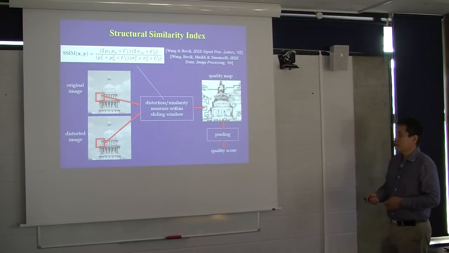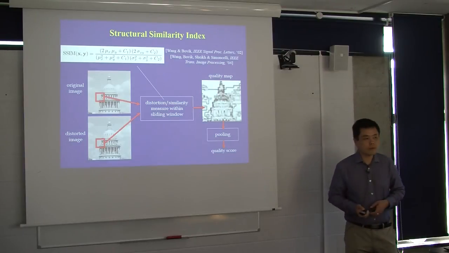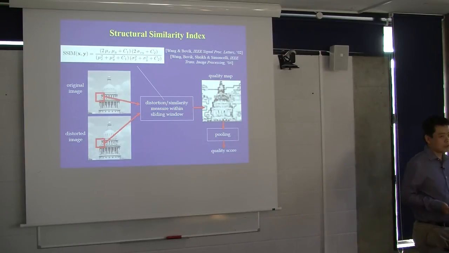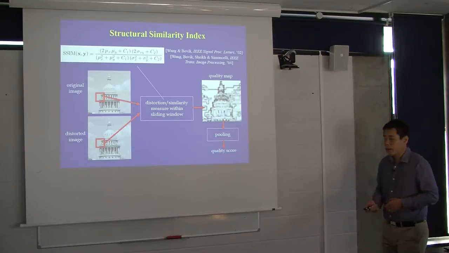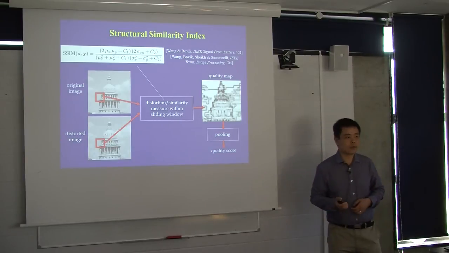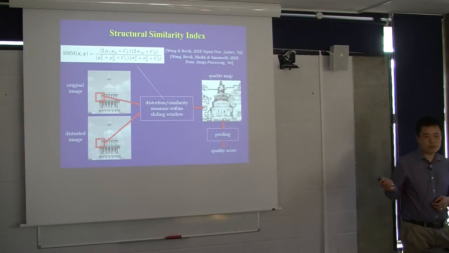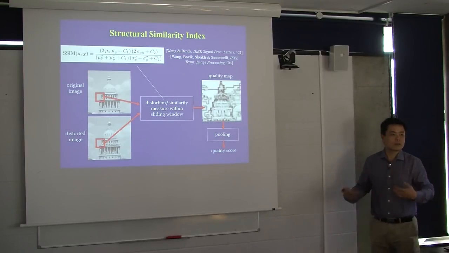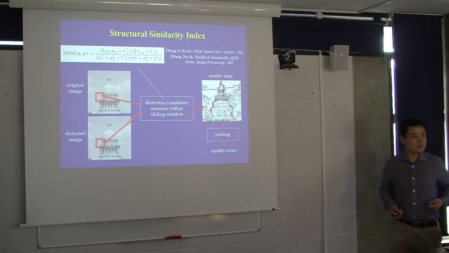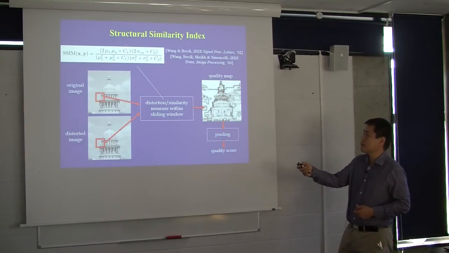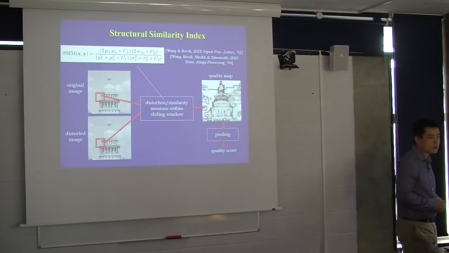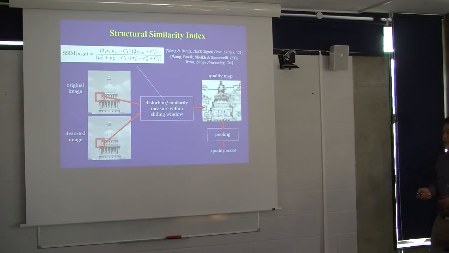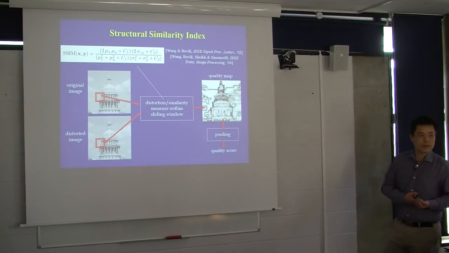In this case, you have the original image, you have the distorted image. You use a sliding window, which goes across the whole image. At each location, you've got two patches to compare. And then you basically compute the structural similarity index. After several stages of simplification, in the end, you simply compute that on the top. It's very, very straightforward and simple. Right? So after that, you've got one number for each location in the image.